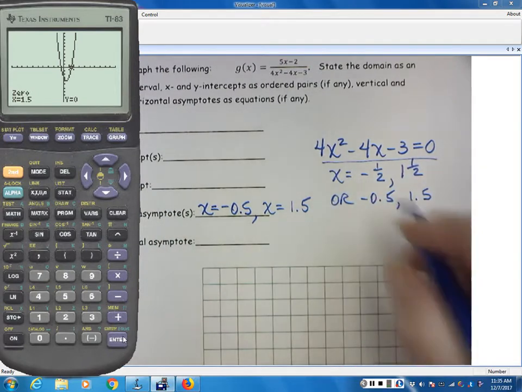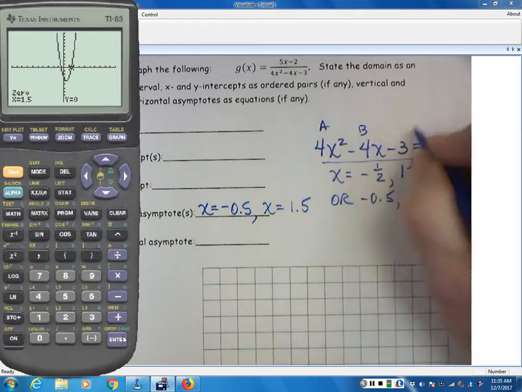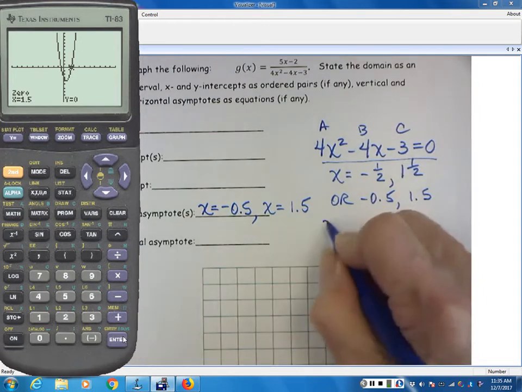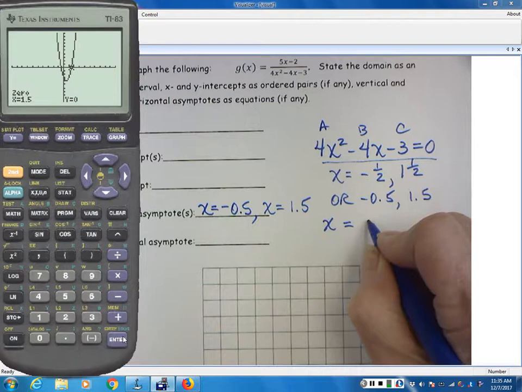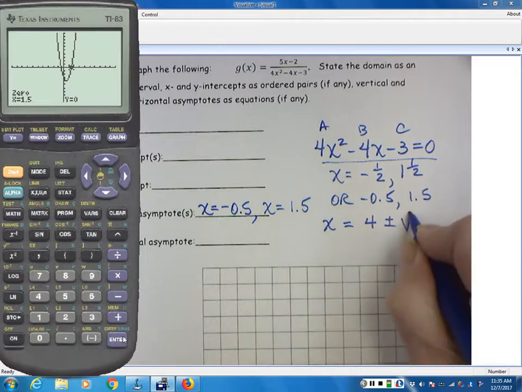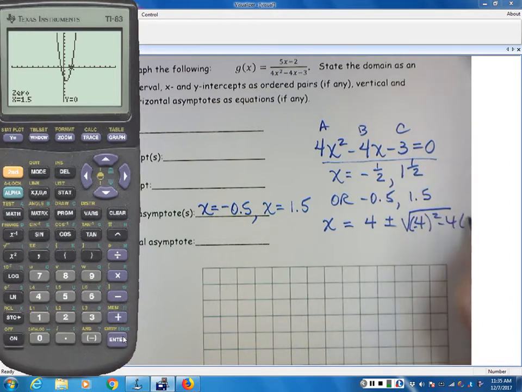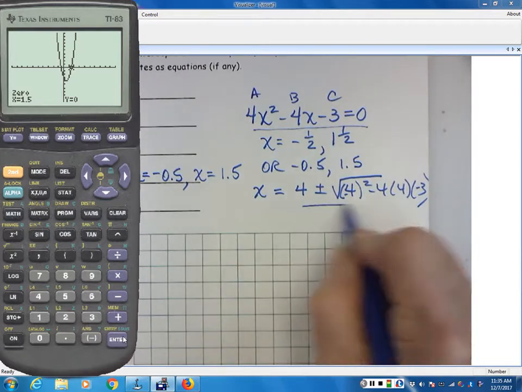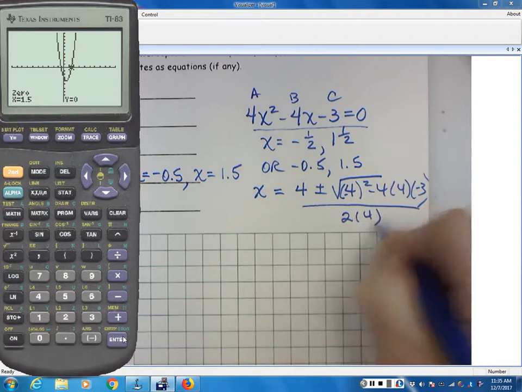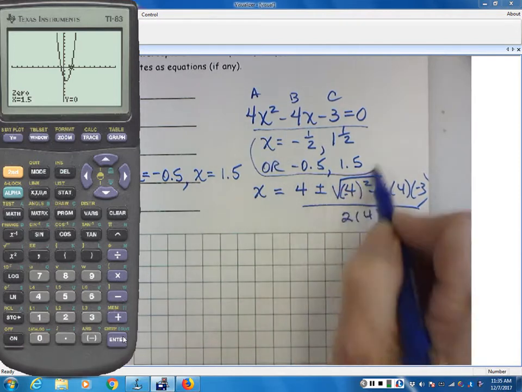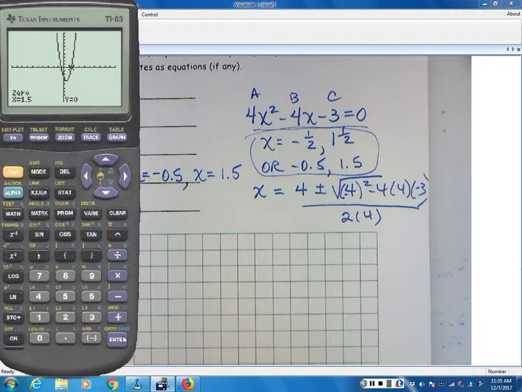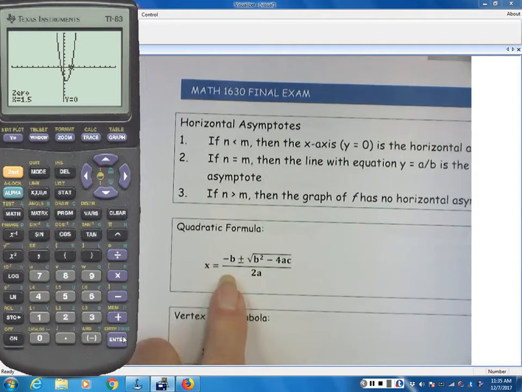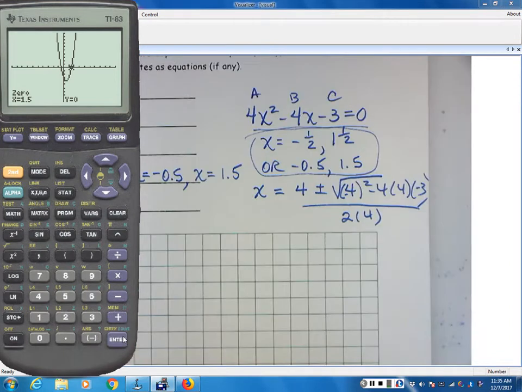Now you could have done this. This is A, this is B, and this is C, so you could have done it using the quadratic formula. X equals, the opposite of negative 4 is 4, plus or minus the square root of negative 4 squared minus 4 times 4 times negative 3, all divided by 2 times 4, but you would have still gotten those answers. You didn't have to do it by graphing. You could have used your quadratic formula, which is on your formula sheet right here. So either method is fine.